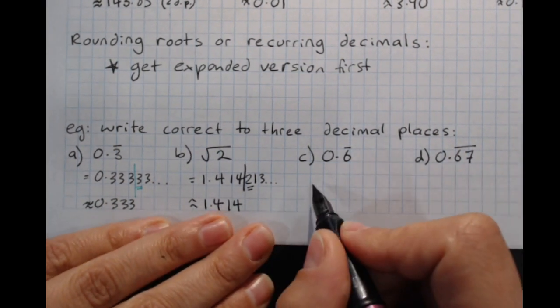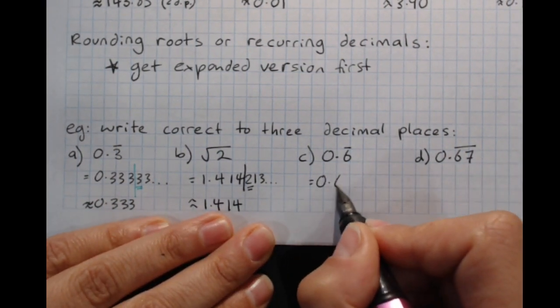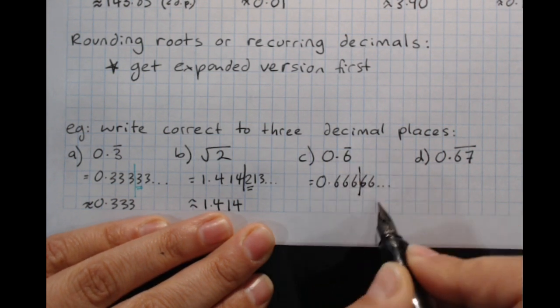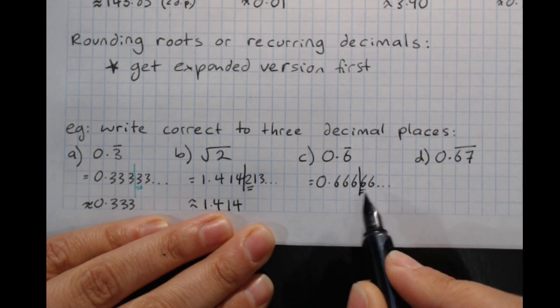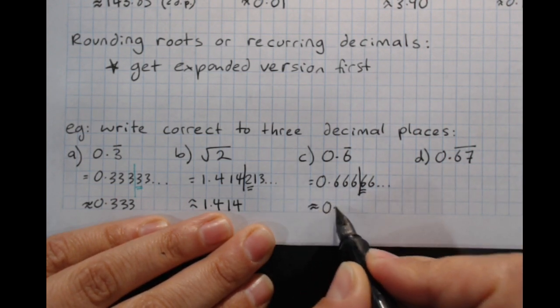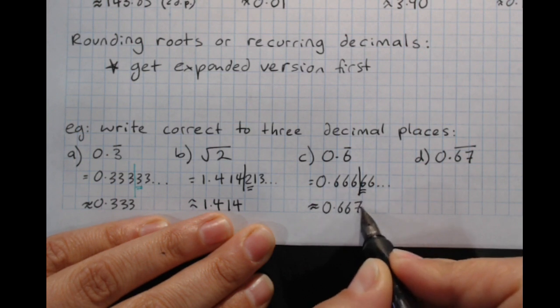0.6 recurring. Write it in expanded form. Cut it off after the number of decimal places. Look at the critical digit. Yes, it's 5 or more. That is approximately equal to 0.667, and I'll leave it there.